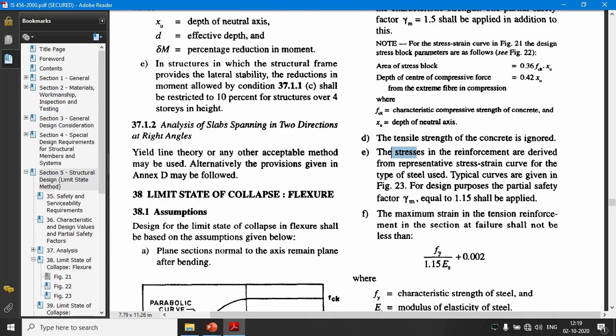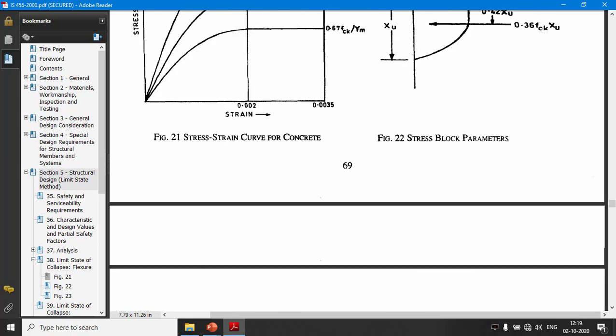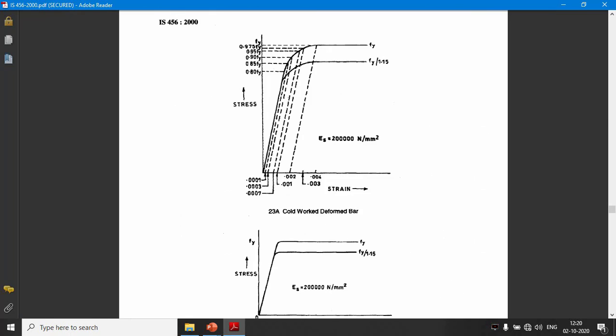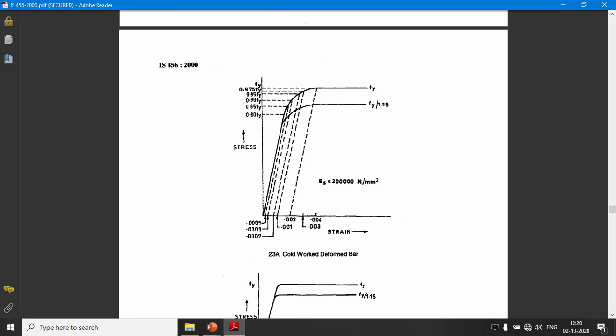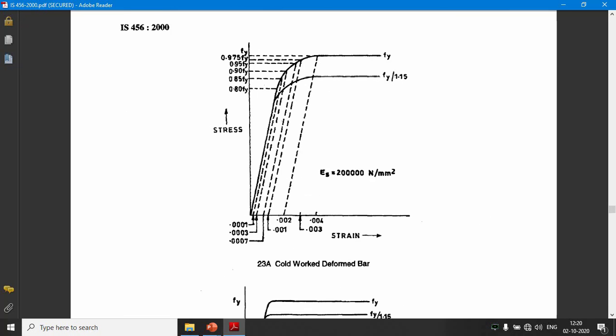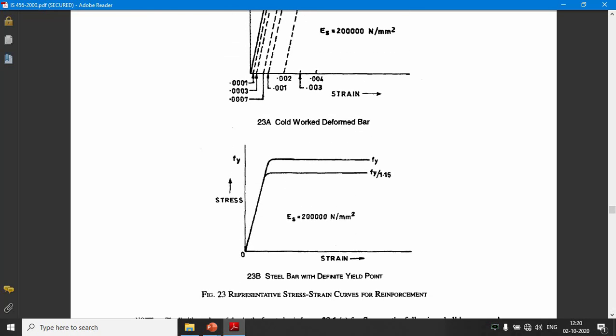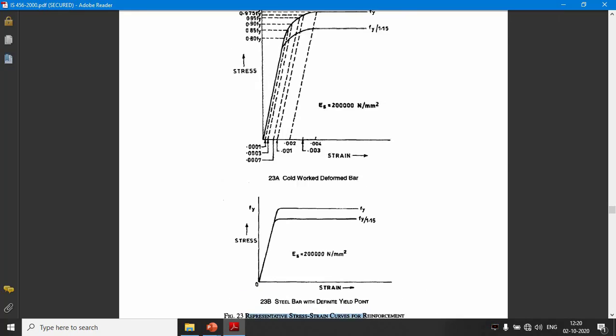The stresses in the reinforcement are derived from the representative stress strain curve. So if you see here, they have given the representative stress strain curve for cold worked deformed bars, or you can refer this for mild steel, the steel bars with a definite yield point. So these are the representative stress strain curves for the reinforcement.